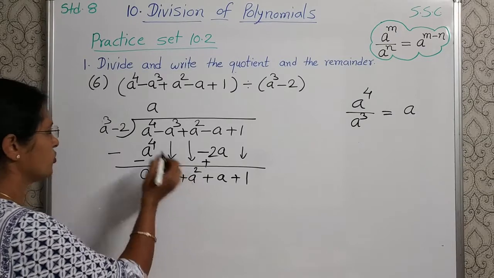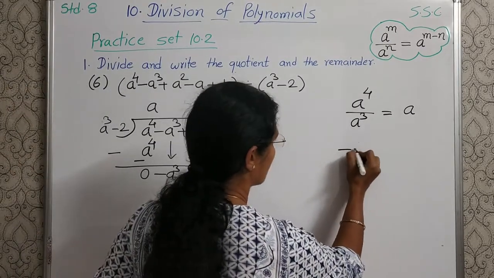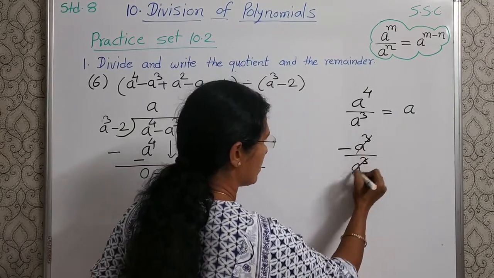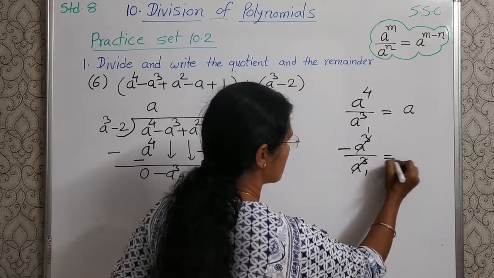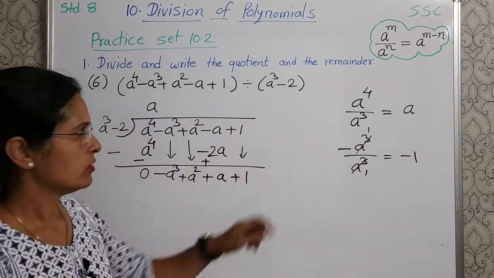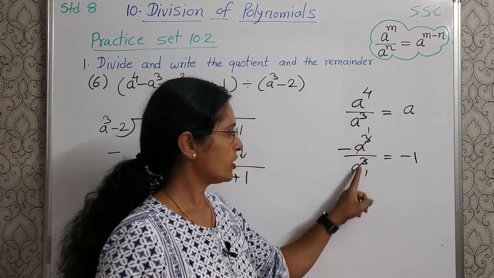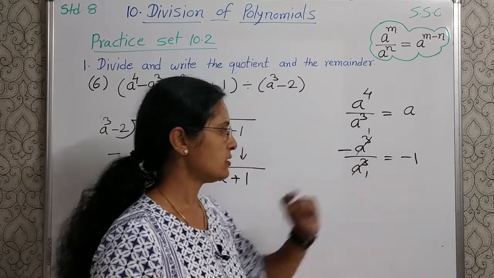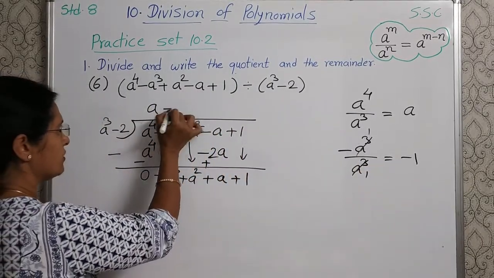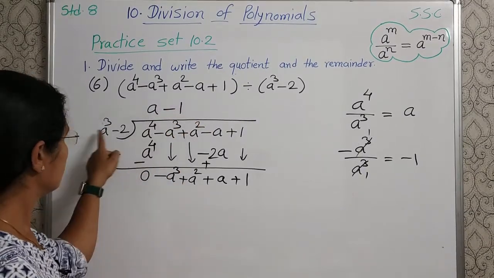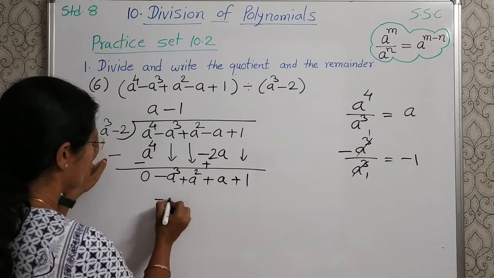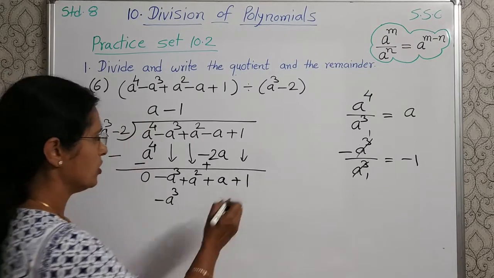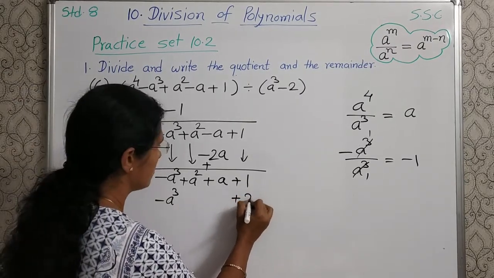Now minus a cube divided by a cube. So a cube by a cube will be 1. So minus 1 is the quotient. Using this law also you can write a cube by a cube, so 3 minus 3 is 0 and a raised to 0 is 1 and this minus sign. So write here minus 1. Now multiply it with the divisor. Minus 1 into a cube is minus a cube. Minus 1 into minus 2, minus minus plus, 2 ones are 2. We write it here, plus 2.